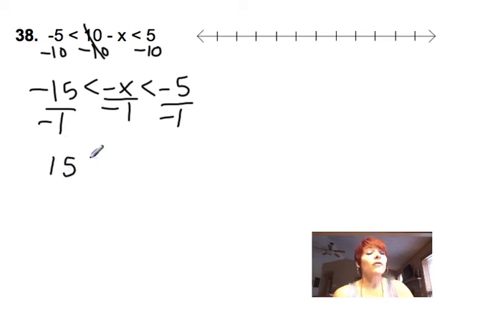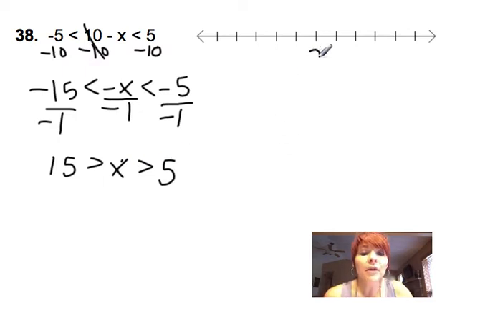Again, think to yourself, we just divided by a negative. So I'm going to have to flip the symbols. So that leaves me with positive x in the middle, flip the symbol, and positive 5 on this side. Okay? Now what this is saying is that x is between 5 and 15.